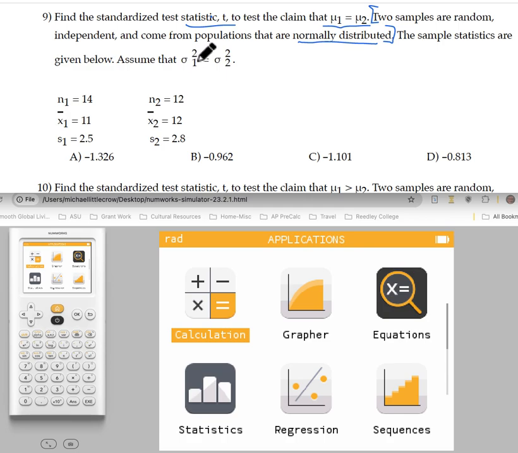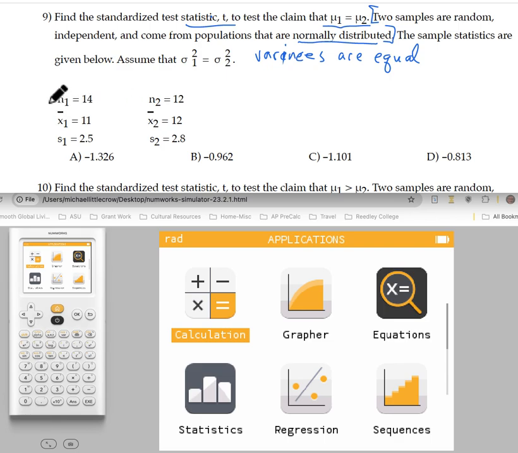variances, right? The sigma 1 squared. So the population 1's standard deviation squared, that's a variance, is equal to the other population's variance. So this is just telling us that the variances are equal. Okay, sorry about that.